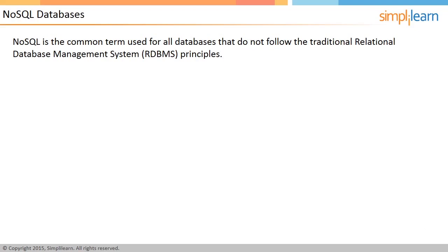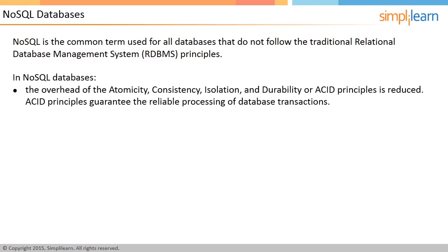NoSQL is the common term used for all databases that do not follow the traditional Relational Database Management System, or RDBMS principles. In NoSQL databases, the overhead of the ACID principles is reduced. ACID stands for atomicity, consistency, isolation, and durability. This is a set of properties that guarantee the reliable processing of database transactions. These principles are guaranteed by most RDBMS.